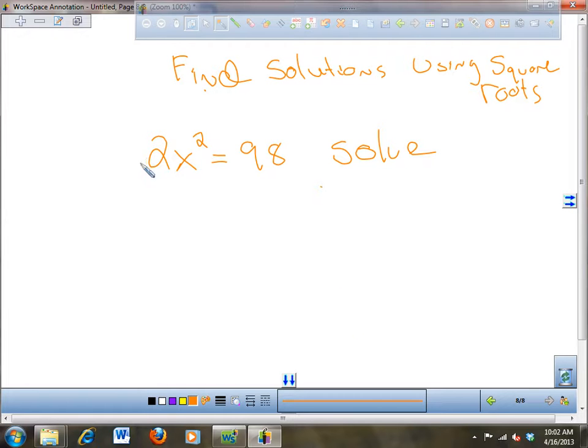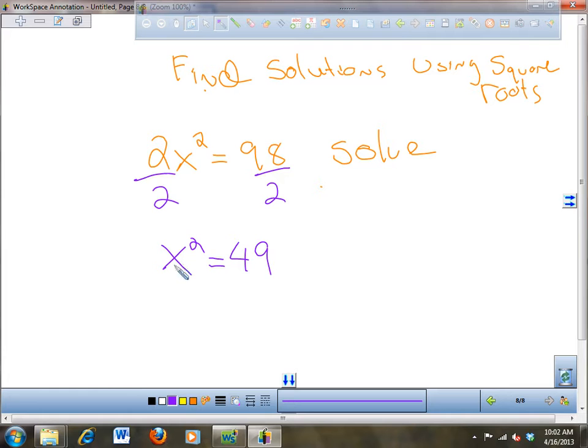Okay? Solve this just like you're solving an algebraic equation. First thing I want to do is get the x squared by itself. Who could tell me how to get the x squared by itself? What would I do to both sides? Divide by 2. That's all you have to do. Divide both sides by 2. Okay? And now I get x squared equals 49.